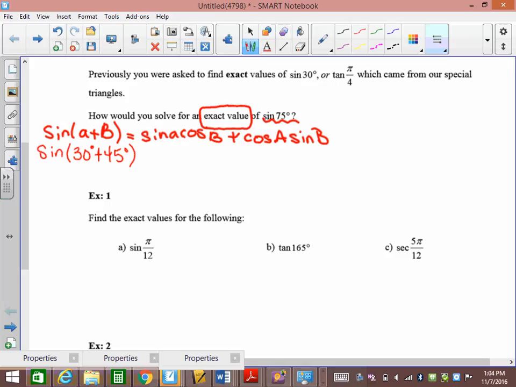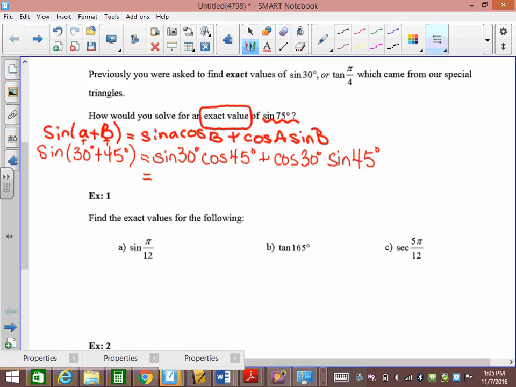So wherever there's an A, I'm going to put in 30 degrees. Wherever there's a B, I'm going to put in a 45, right? So I'm going to get sine of A, so sine of 30 degrees, cos of B, so cos of 45, plus cos of A, so cos of 30, sine of B, so sine of 45. And technically, this is sine 75, right? So that's what we're finding.